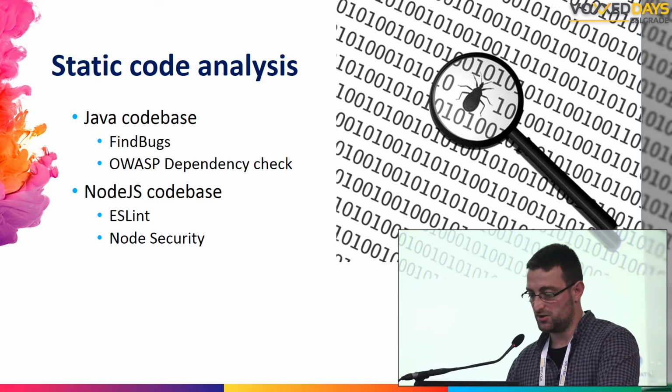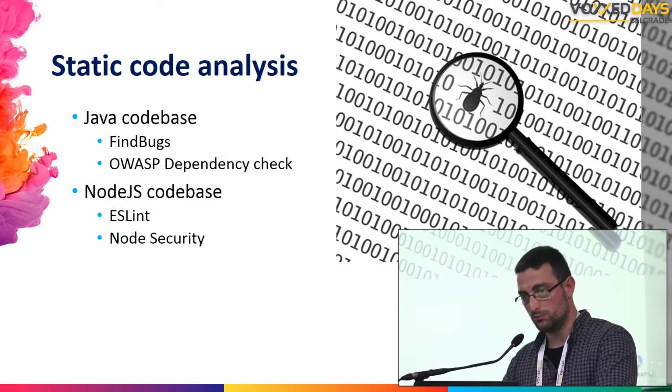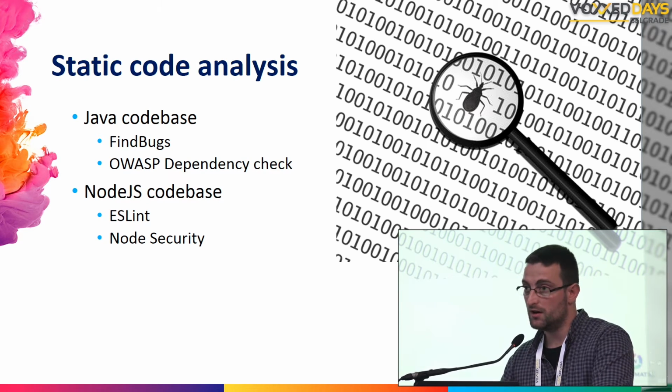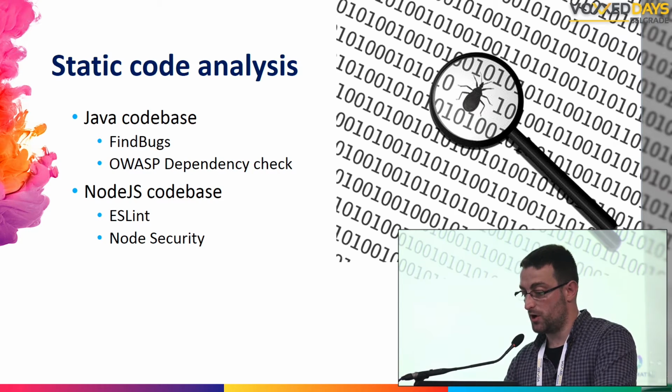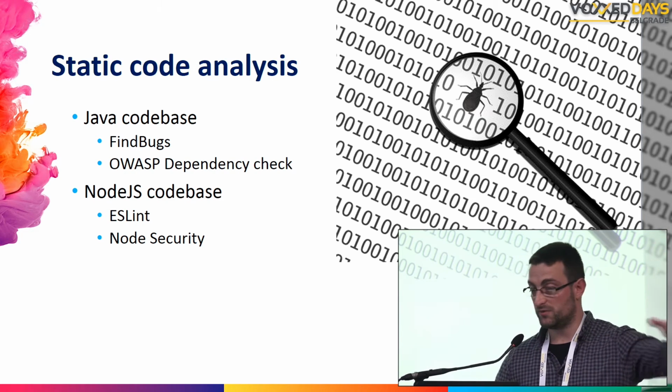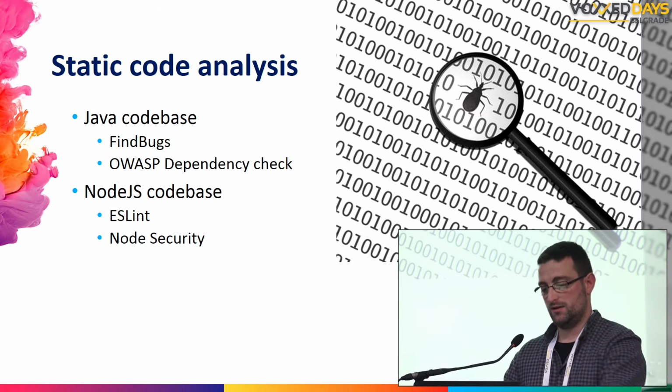As for the OWASP dependency checker, it's a really good tool. It just checks your dependencies against a known vulnerability database, and it pops up with a report that says, okay, this dependency you're using here has these known vulnerabilities. For this version, you need to update to this version or something similar.